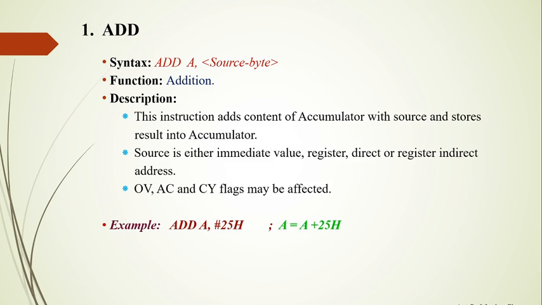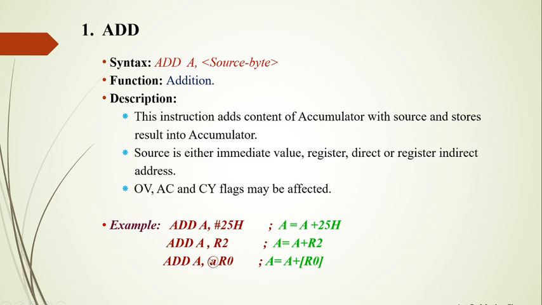Let's see the examples. The first example is ADD A, #25H. The hash sign preceding 25H indicates that this is an immediate value. This value 25H gets added with the content of the accumulator and the result is stored into the accumulator. Next example is ADD A, R2. Here the content of register R2 gets added with the content of the accumulator and the result is stored into the accumulator.